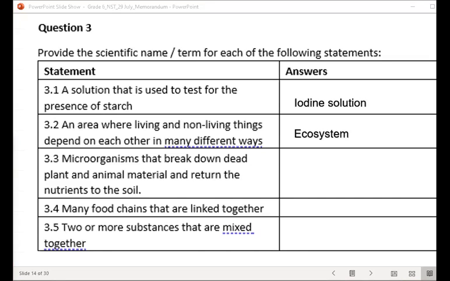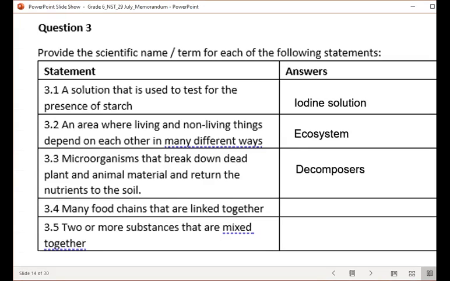Ma'am, they are called decomposers. Yeah, thank you. Guys, they are called decomposers. Remember, to decompose something is to break it down. All right, it decomposes. I hope we never forget that answer.